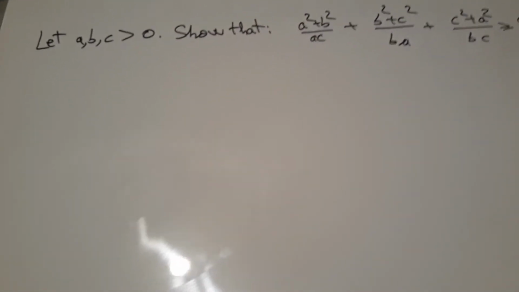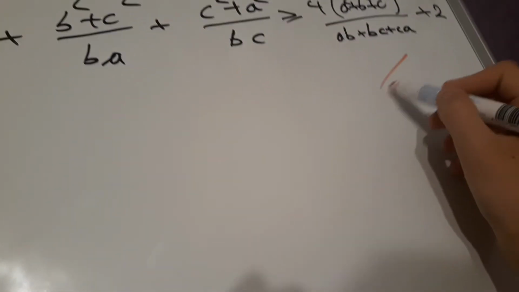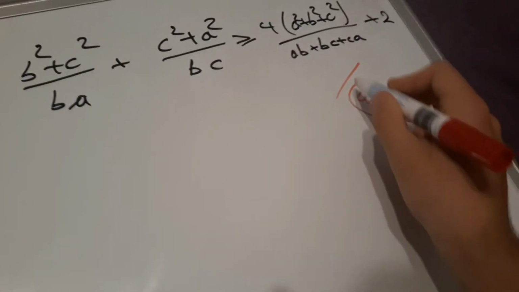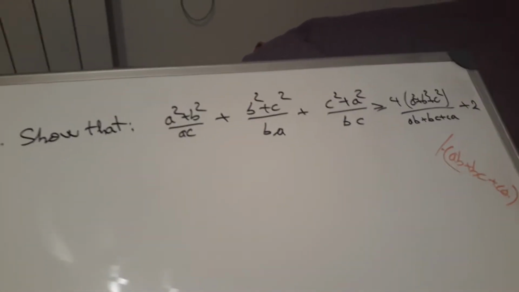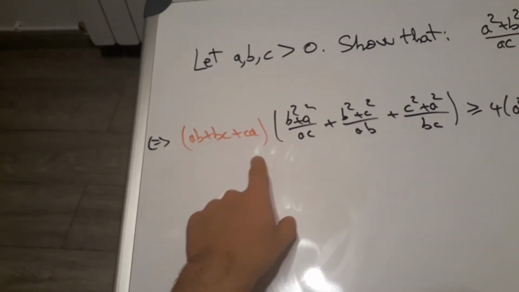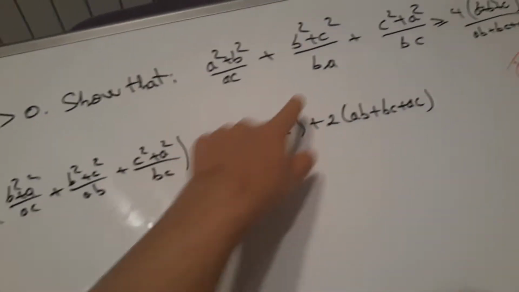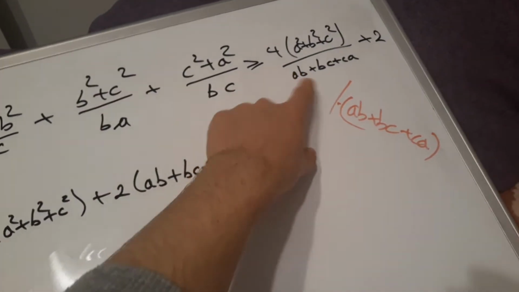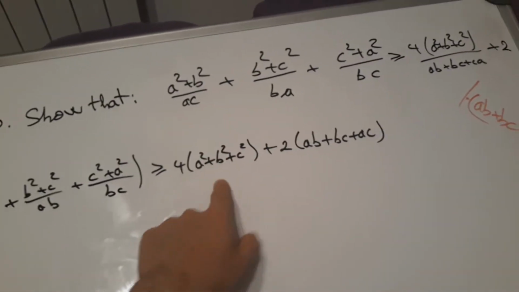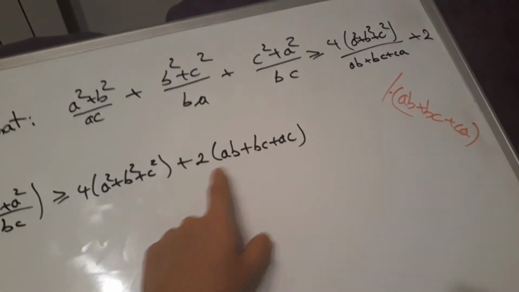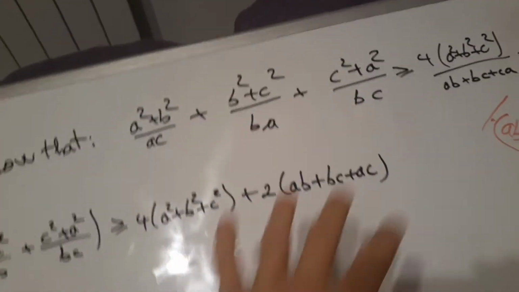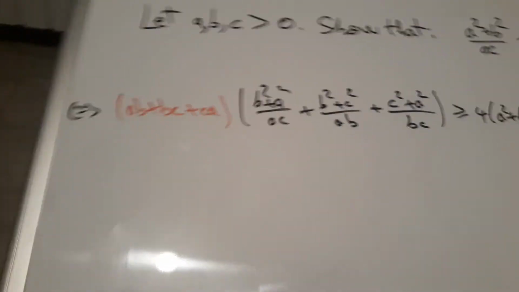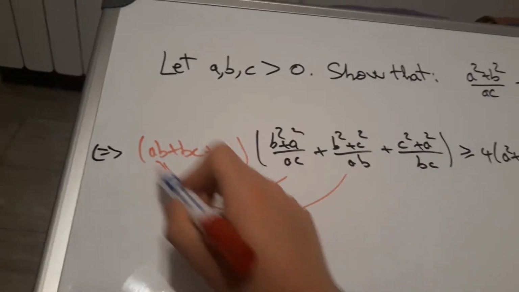Here I have a suggestion. Let's multiply on both sides with ab plus bc plus ca, with this quantity. So let's see what we have. Here we'll have this quantity times this quantity from here, which is greater than or equal to 4 times, this is cancelling, so we have all over 1 plus 2 times the quantity from here. By the way, this inequality is true if and only if this inequality is true. And now, as you guessed, we have to multiply these between them.